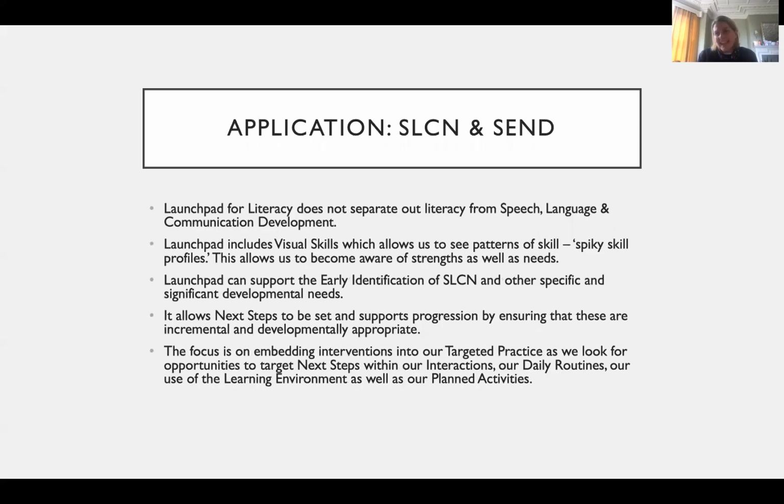It goes without saying, I think, and I think it's already been inferred, that this has lots of applications for children with speech, language and communication needs, and those children with more specific and significant difficulties. Before we talk about children who are known to other services and outside agencies, I think it's important to say that some of our children will have speech, language and communication gaps, but they won't warrant referrals to outside agencies because their gaps are not significant enough.